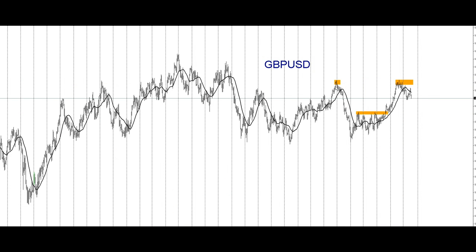This is the pound US dollar. Notice this previous resistance, price just shot back down, and then it came back up months later. This is back in March, and this is August. So let's go to the 1 hour chart.